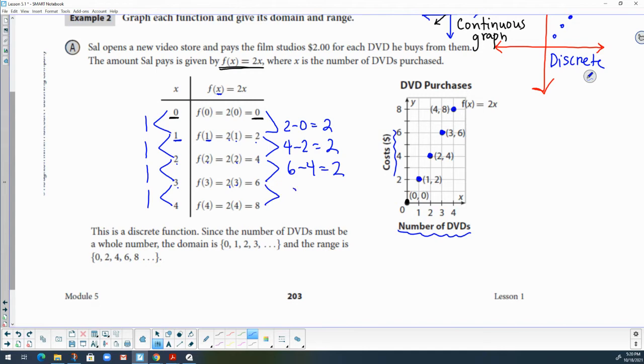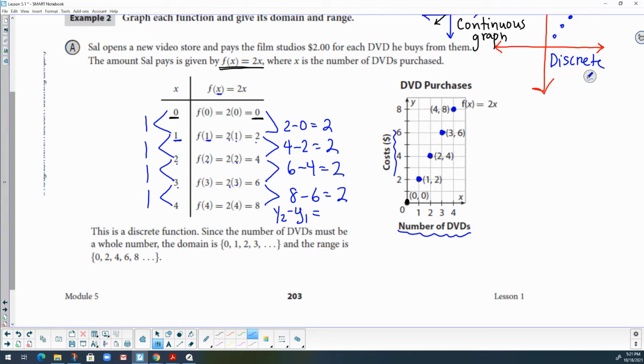And then 8 minus 6, it changed by 2. And remember, we take the second value and we subtract the first value to get that change. And so that's why we say 8 minus 6, 6 minus 4, to get that change of 2.